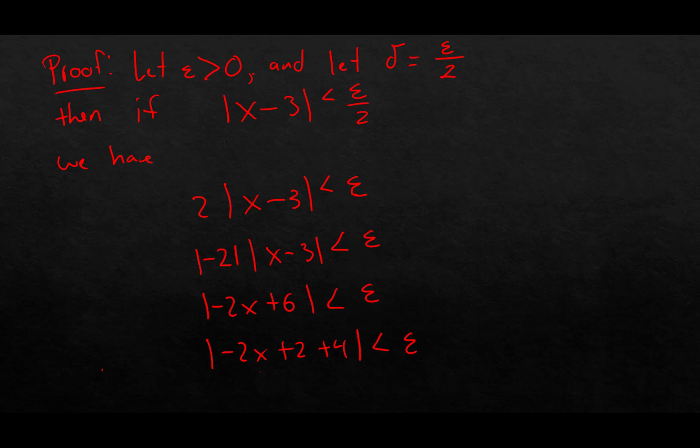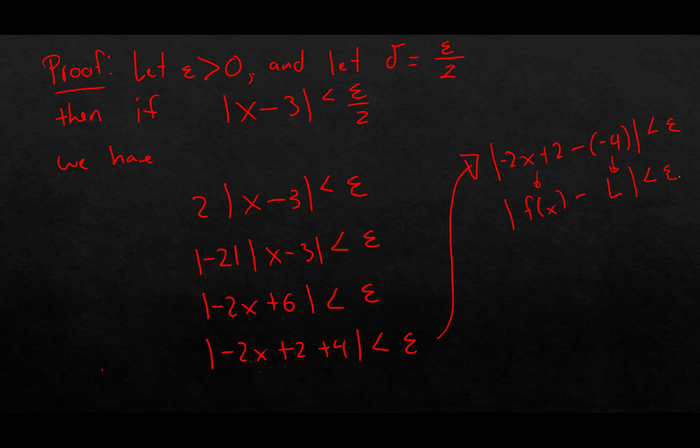And now finally we can rewrite our inequality so that we have exactly what we want. Minus 2x plus 2 minus negative 4 is less than epsilon. And remember, this is our function f of x. And then this was our L here.